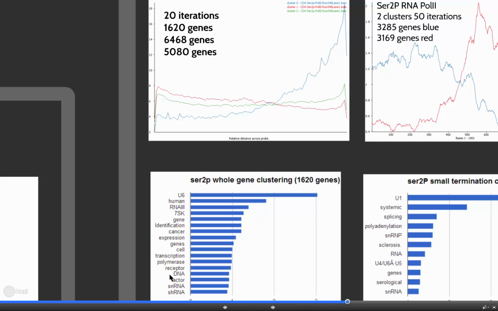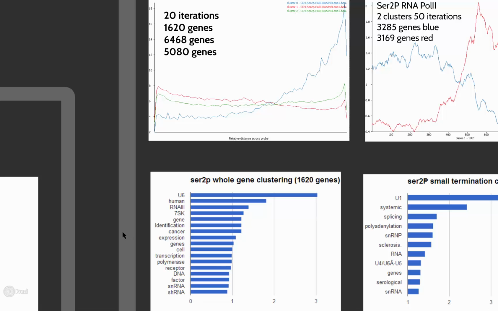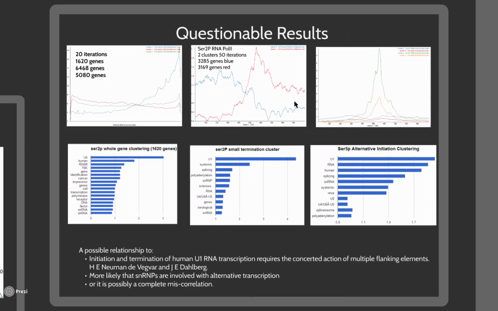Short hairpin RNA, I guess that's siRNA. I don't really know that much about it, but we might expect it to be involved with alternative transcription, and certainly the small nuclear RNAs are, particularly with splicing. But a lot of these terms don't really seem to fit, although we could look into a couple of them more closely. More troubling is that the same terms seem to apply to a lot of these alternative clusters.